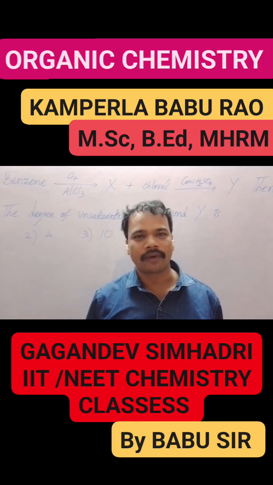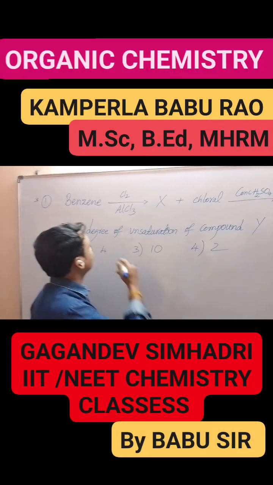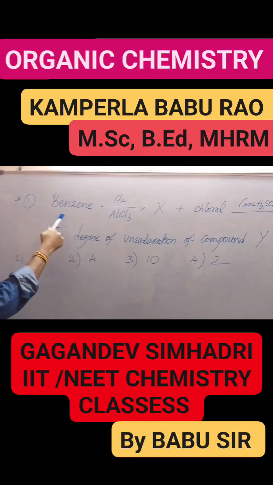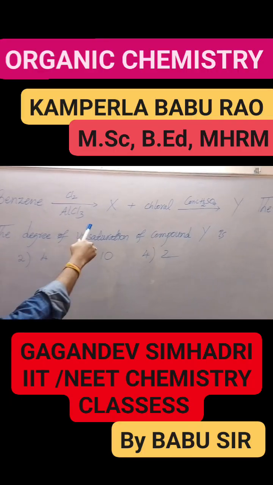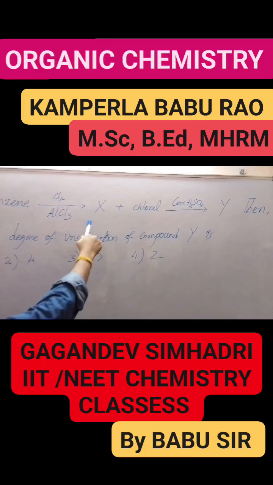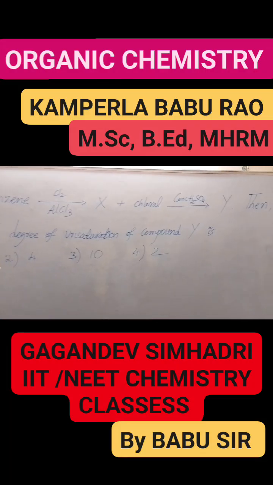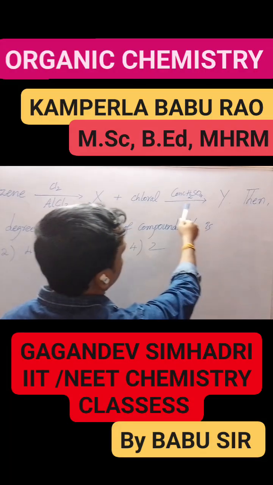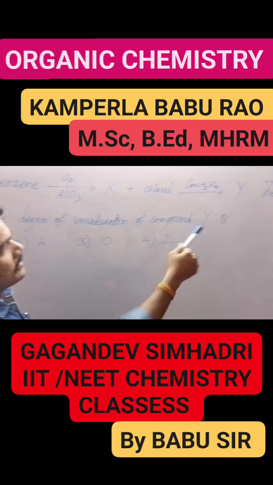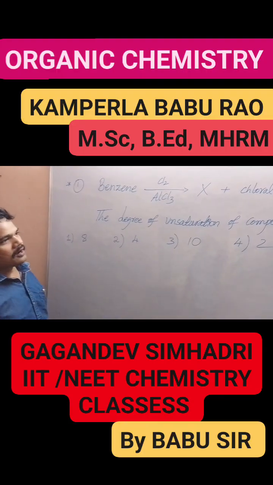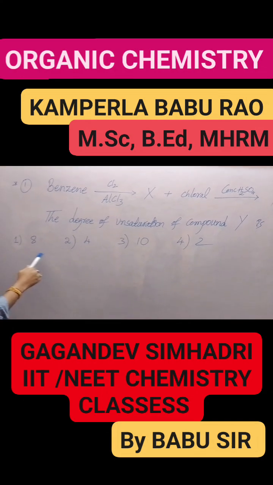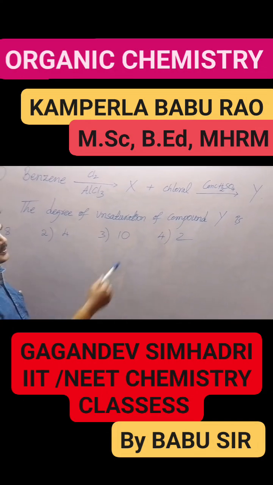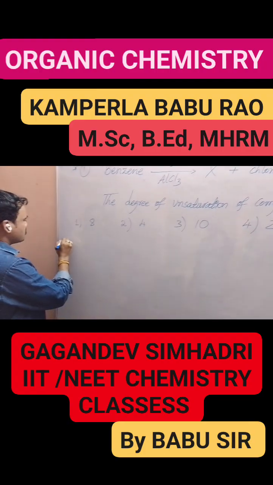Let us go to one question from organic chemistry. When benzene reacts with chlorine in presence of AlCl3, it forms compound X. This compound X again reacts with chloral in presence of concentrated sulfuric acid and forms compound Y. Then the degree of unsaturation of the compound Y is. They given four options here. First option 8, second option 4, third option 10, fourth option 2. So let us go to the solution.